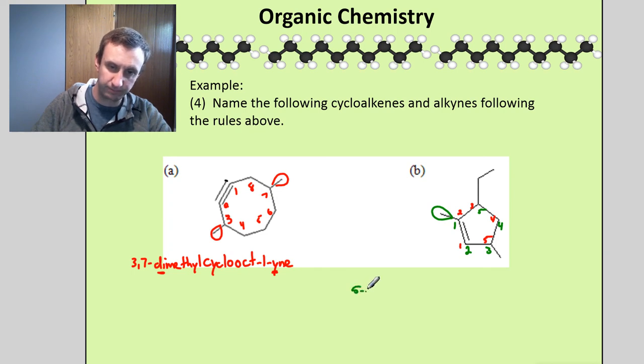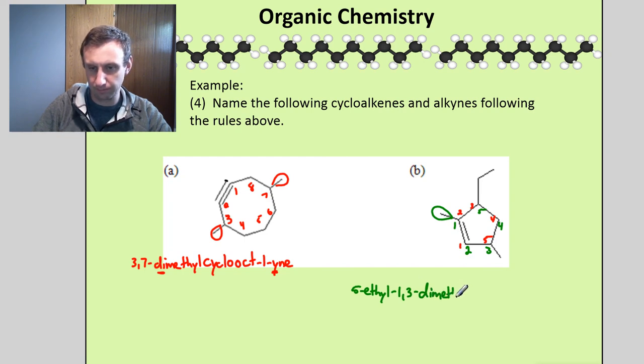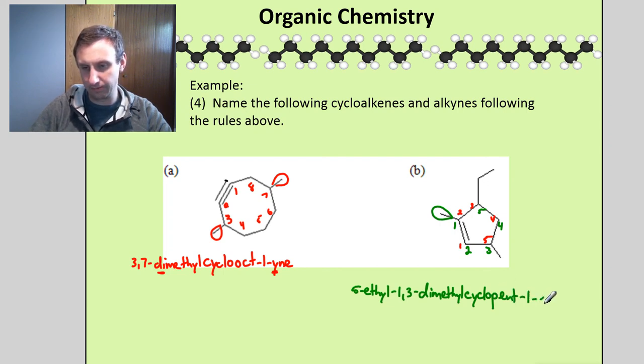So I'm going to have 5-ethyl 1,3-dimethyl cyclopent-1-ene. So 5-ethyl 1,3-dimethyl cyclopent-1-ene. Okay, that is it for dealing with the naming of cycloalkenes and cycloalkynes.